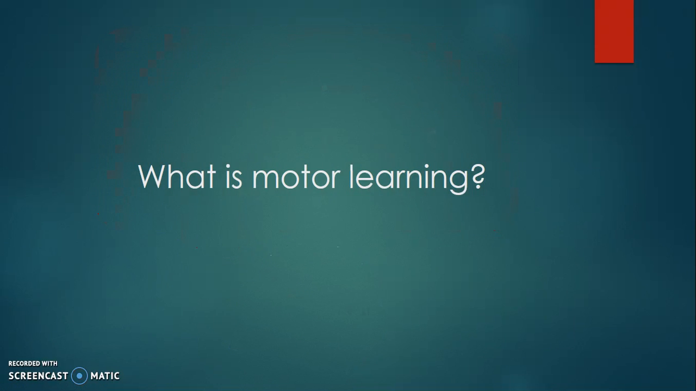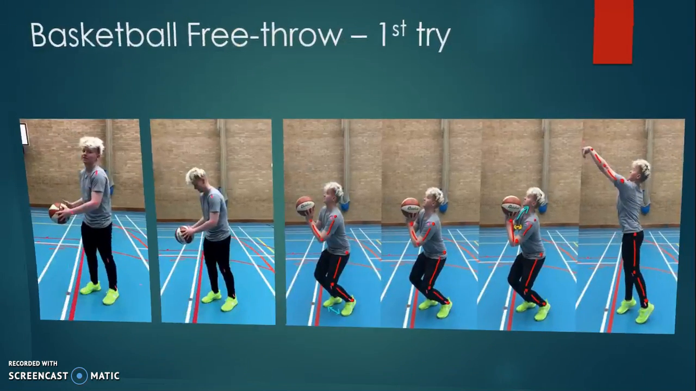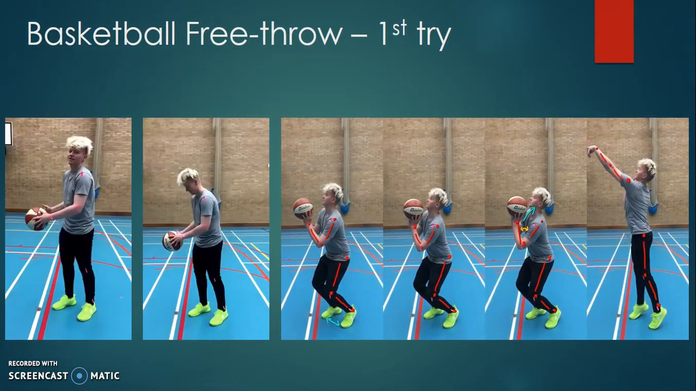So what is motor learning? Motor learning is the study of the different processes that are involved in obtaining and refining skills. Now looking at this motor skill of a basketball free throw, a basketball free throw is a closed skill as you have a beginning, a middle and an end to the skill.